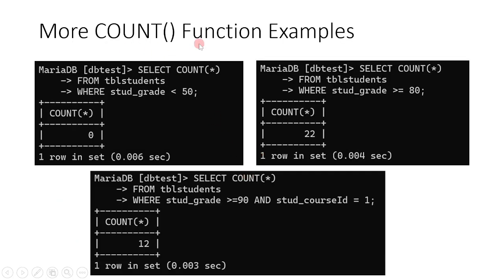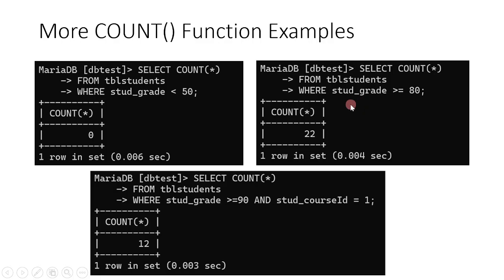More count functions. So we have here, for example, I'm going to display how many students get a failing grade. Because less than 50, 49 down, that's failing grades. So as you can see, it returns 0. So therefore, all students in our table have a passing grade, because it returns 0 number of students.